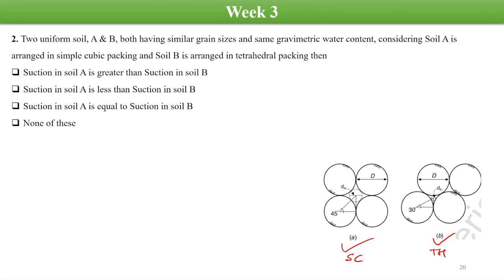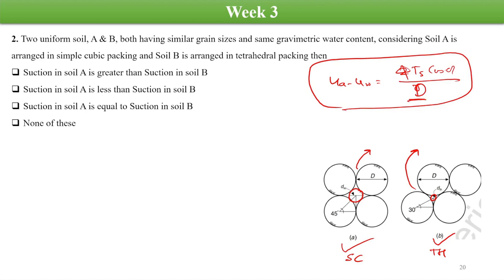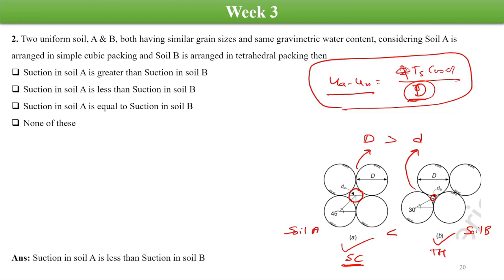So in the simple cubical pattern, as we know, the pore size is more, and in the tetrahedral packing the pore size is less. Therefore, the suction value here is less and the suction value here is more, because the suction value, as we have seen, depends upon 4 times diameter. So it basically depends on diameter. The diameter here is more than the diameter here. That's why the suction value for the SC, or soil A, is lesser than the suction value of soil B. So we can write that the suction value of soil A is less than the suction value of soil B. Fine.